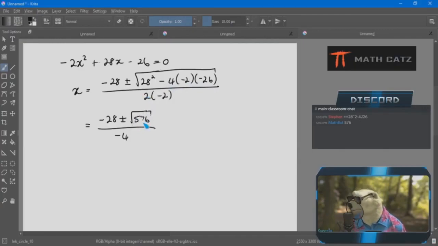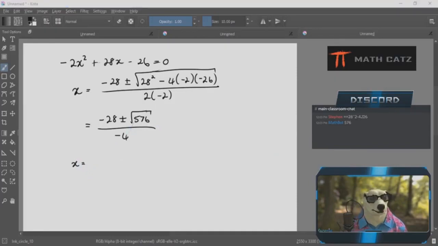576. I believe you. Okay, so then I get x is equal to, if I use the plus, negative 28 plus the square root of 576, divided by negative 4. Let's just see if I typed that right. I didn't even put an equal sign in it. What's wrong with me?